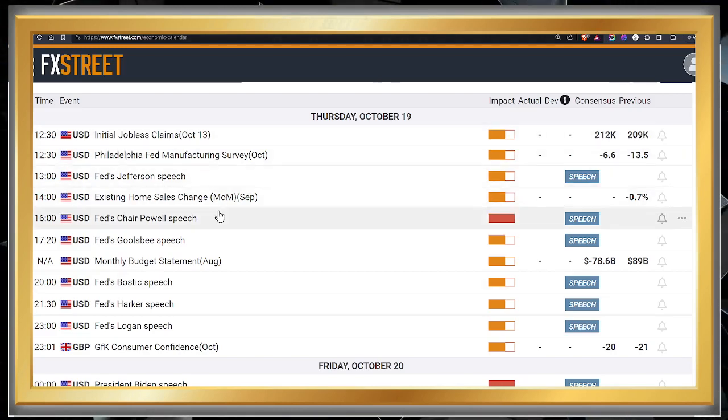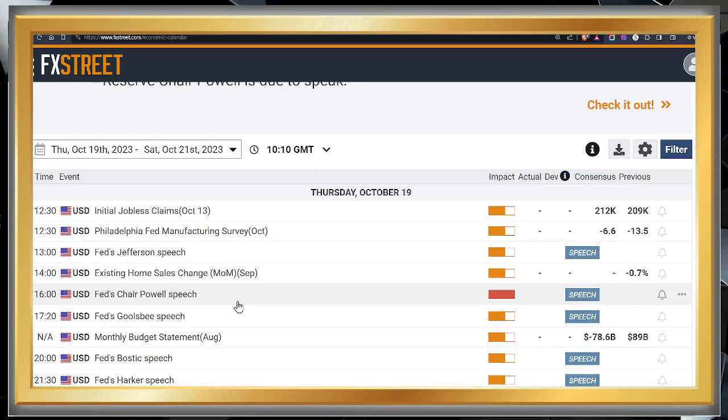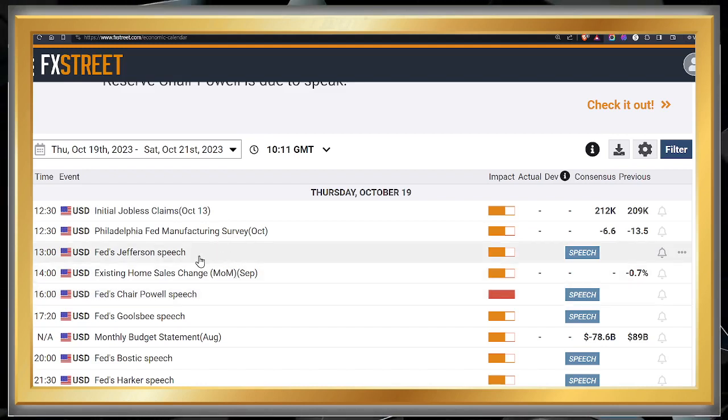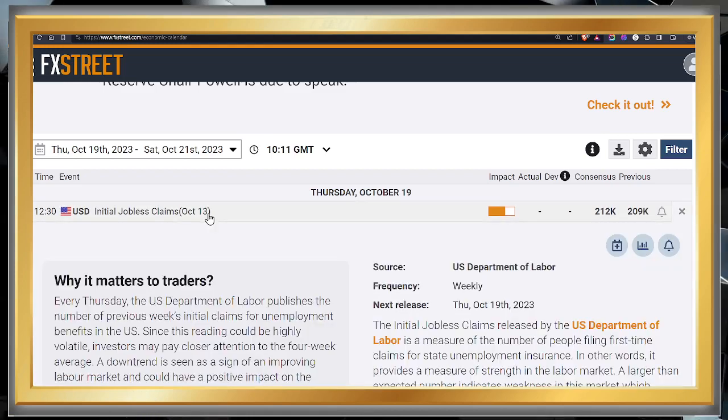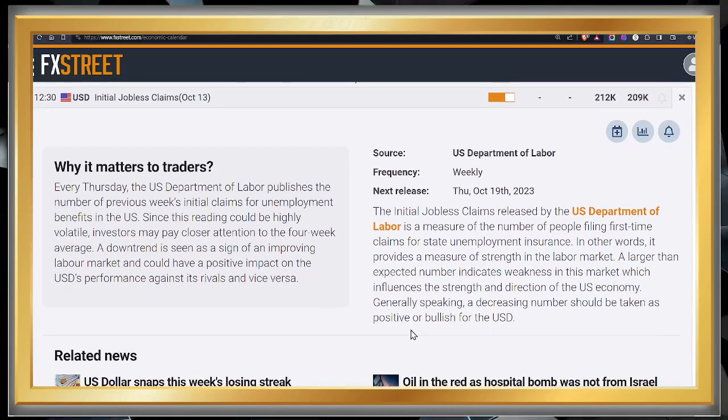Outside of the high impact event, I was able to include the medium impact event so that we can also use this as a yardstick to anticipate what things will be looking like on the chart. Today, in about an hour from now, we are going to be witnessing the initial jobless claims, which is usually released by the US Department of Labor.